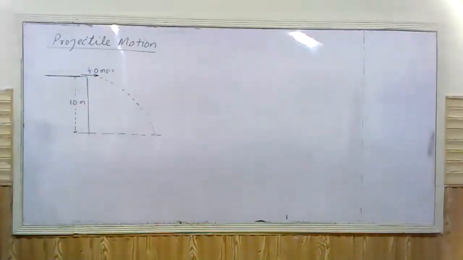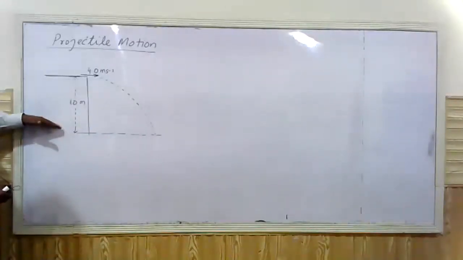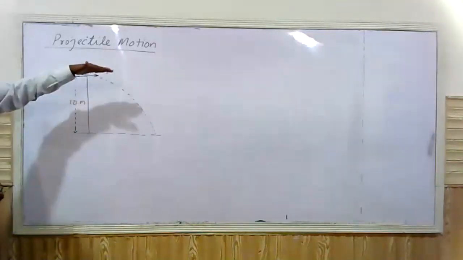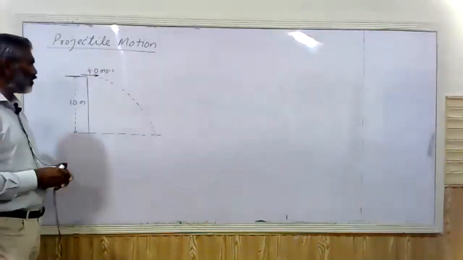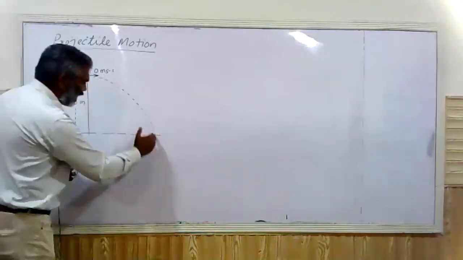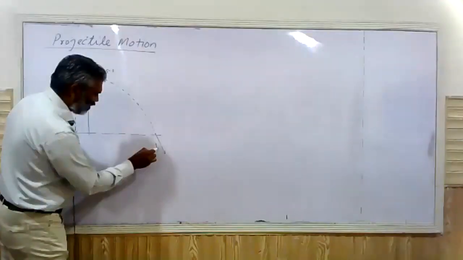So this is one type of situation. There are many questions in the exam in which they give us the height and they inform us that the object is being thrown horizontally with initial velocity 4 meter per second. The object takes a curved path and hits here, and it hits here at an angle to this surface, and this is the final velocity v with which it hits the floor, hits the ground.